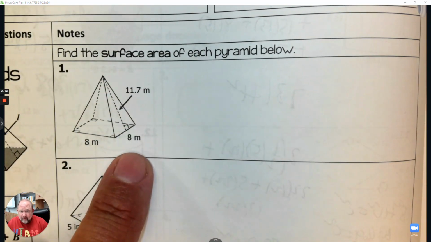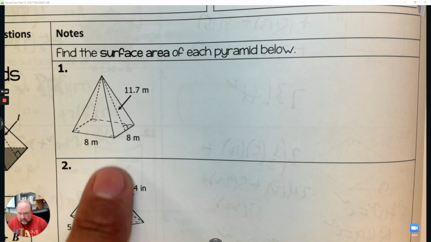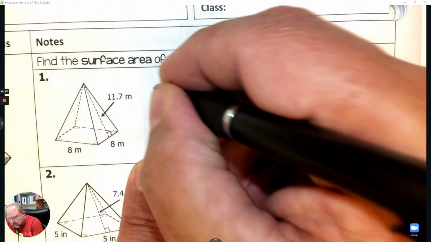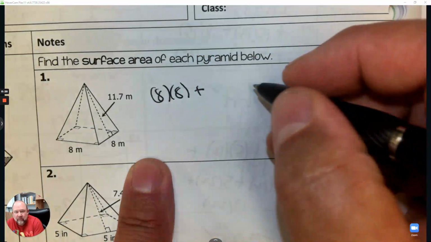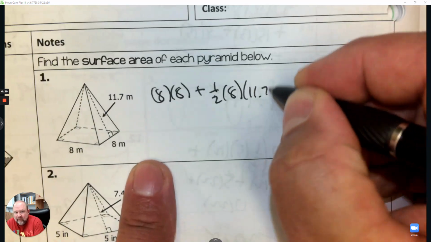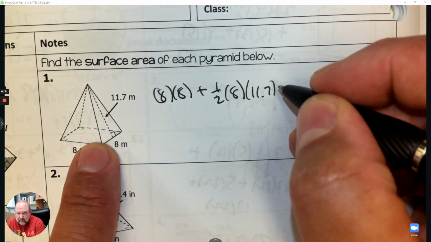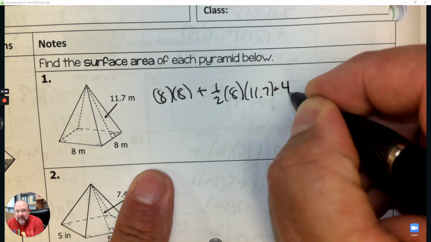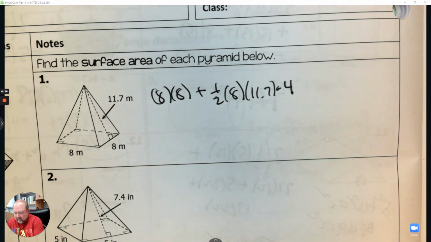To find the surface area, find the area of the base. That's 8 by 8. That's a square. And then you add the triangles. So that's half the base times the height. And in this case, every triangle is the same shape because it has the same base and height all the way around. So we multiply that answer times 4 and then use your calculator.